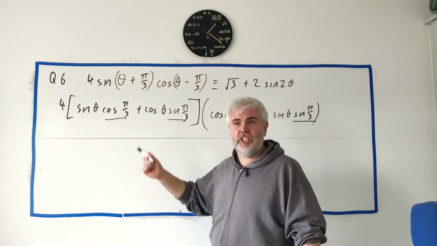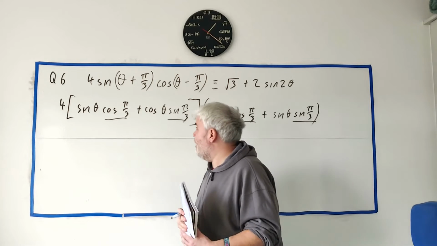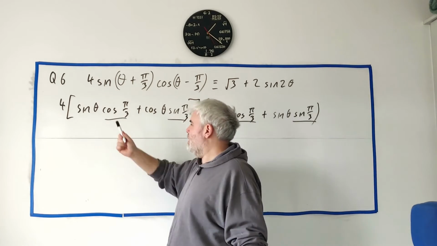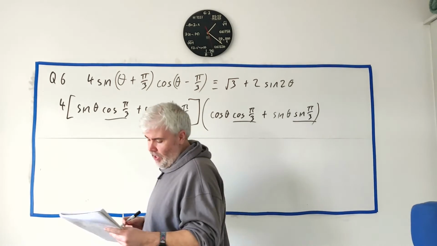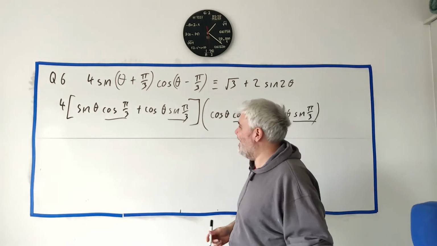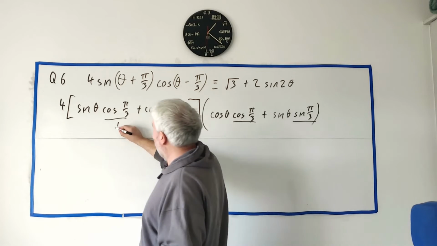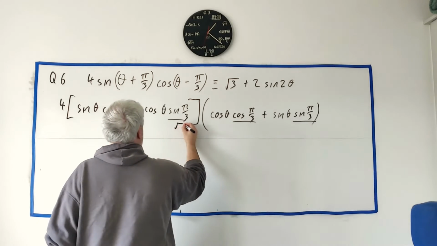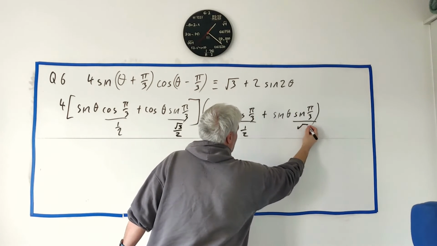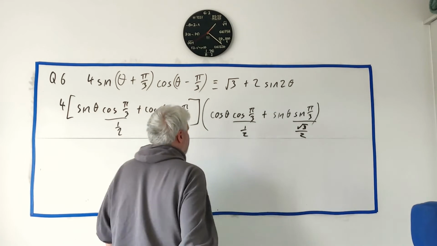These are just numbers. You can put these in your calculator. A lot of you may have memorized this. Pi over 3 is 60 degrees. Cosine of 60 degrees is a half, I hope I'm not wrong. I haven't written this down anywhere, so I really hope I'm not wrong. That guy's a half. This guy's square root of 3 over 2. That's a half, and square root of 3 over 2.